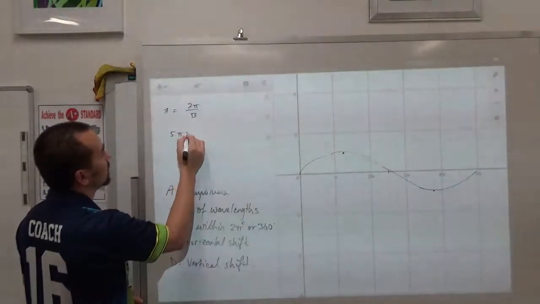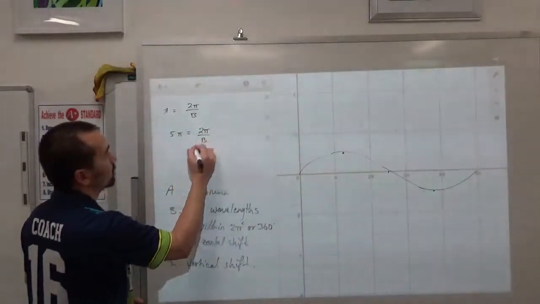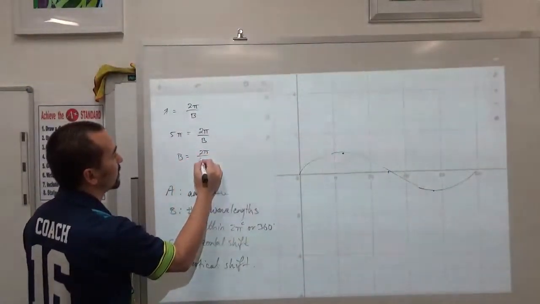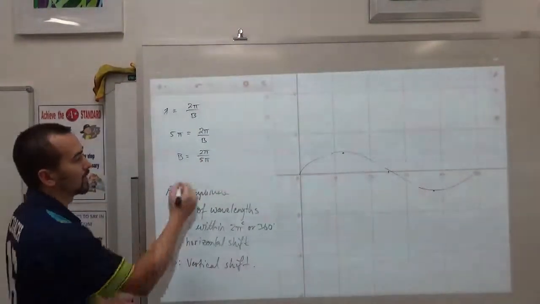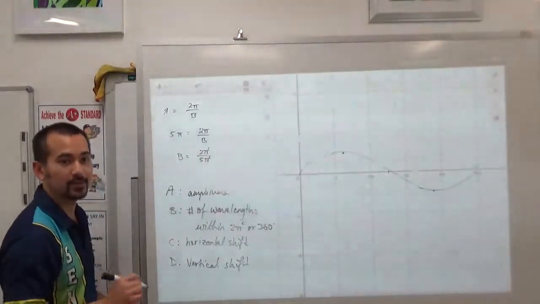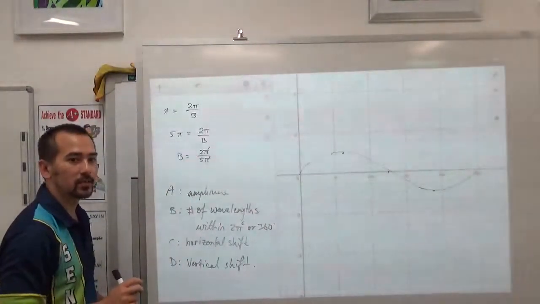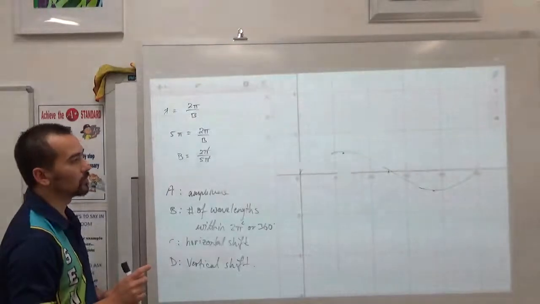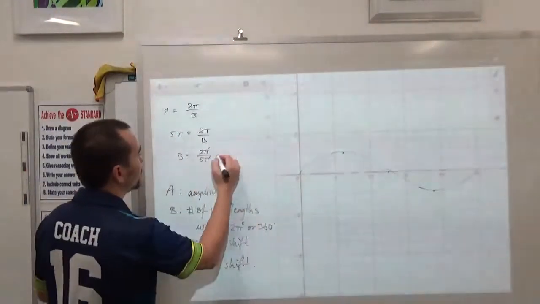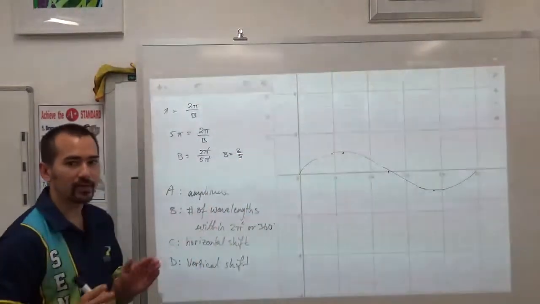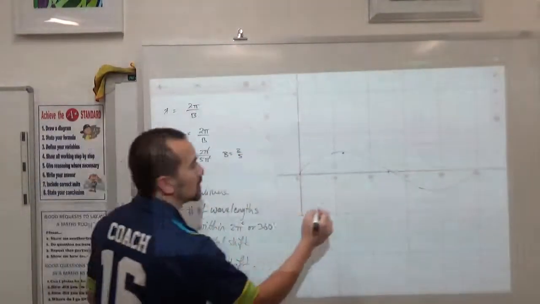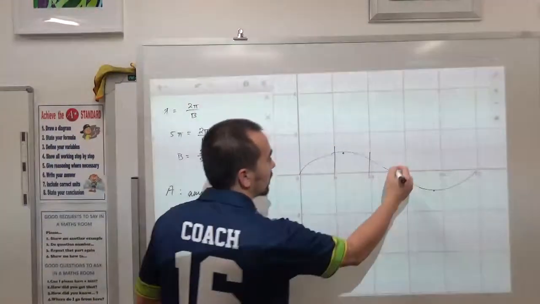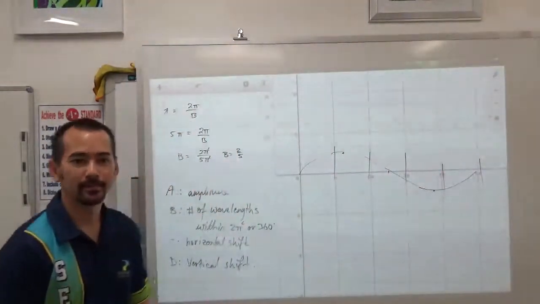So 5 pi is equal to 2 pi divided by b. Now I can swap those two around and say that b is equal to 2 pi divided by 5 pi. So the pi's cancel: 0.4, or 2/5. So in other words, I've got 2/5 of a wavelength going through 2 pi. So there's 2 pi, and that's 2/5. That means that's 1/5, 3/5, 4/5, 5/5. Make sense?